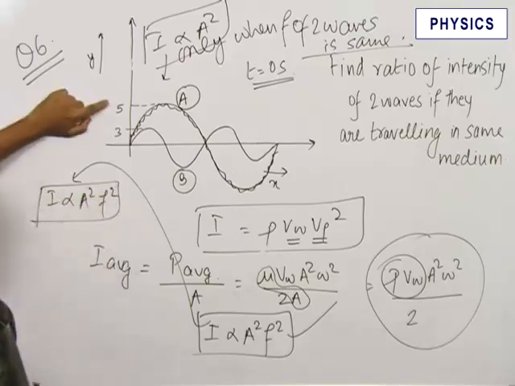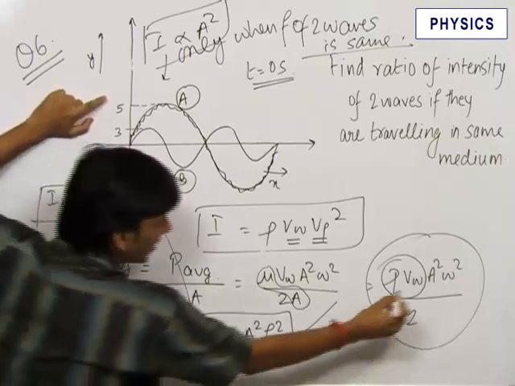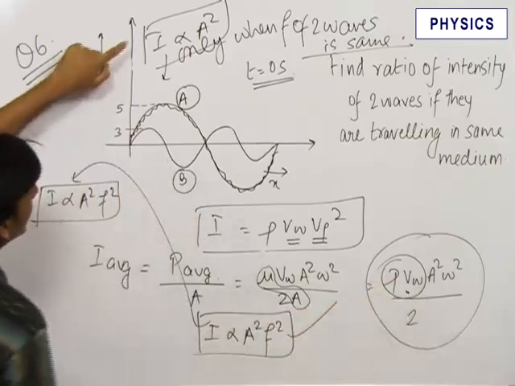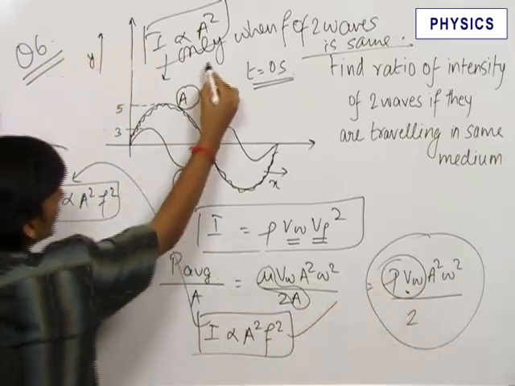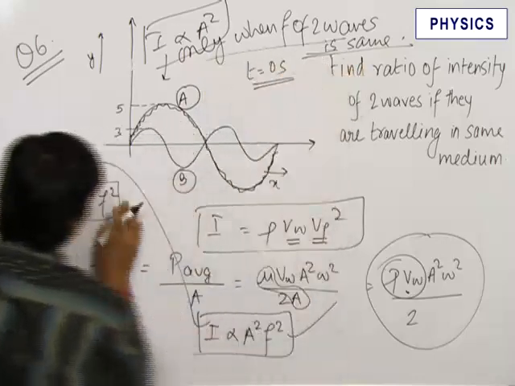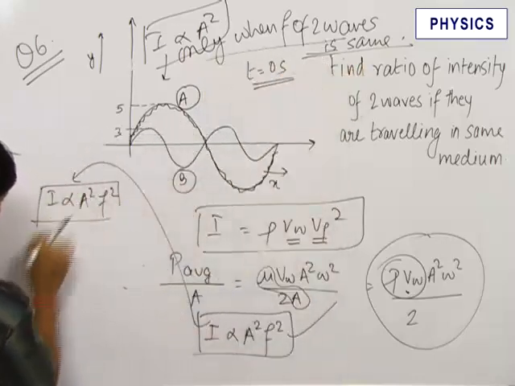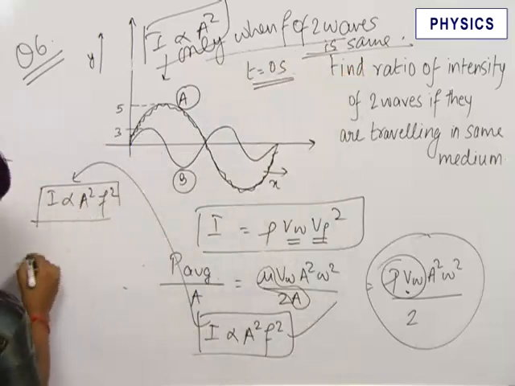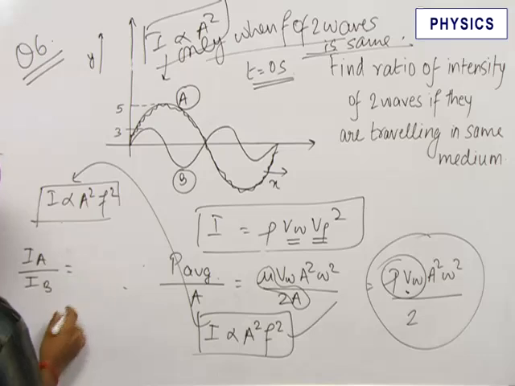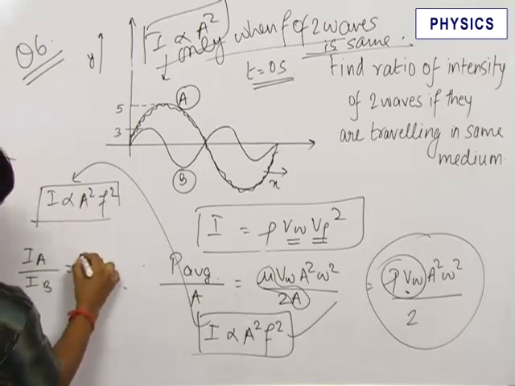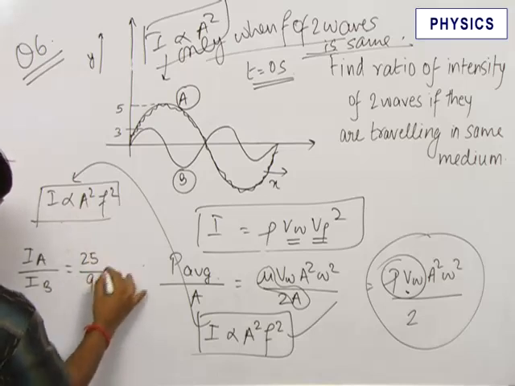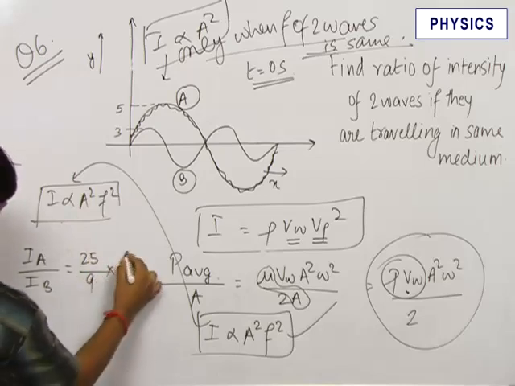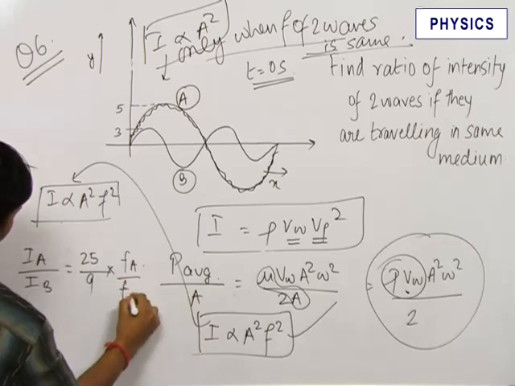So for solving this question you are required to remember the basic formula very correctly instead of the derived formulas. And if you remember the derived formulas, always remember the condition behind the derived formula. So we now know that intensity is directly proportional to A square F square. Therefore IA upon IB is equal to amplitude of A, that is equal to whole square, that is 25 upon 9 into frequency of A upon frequency of B.